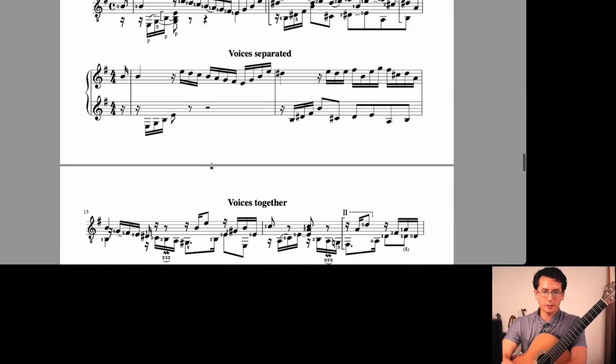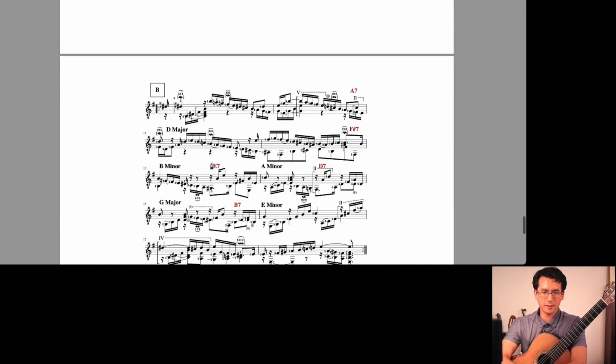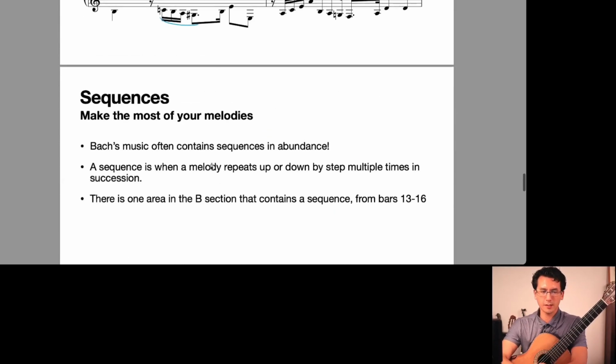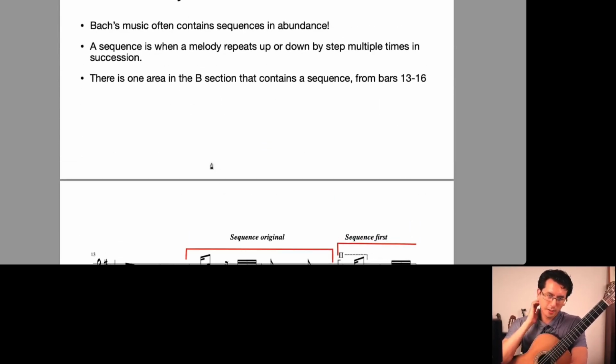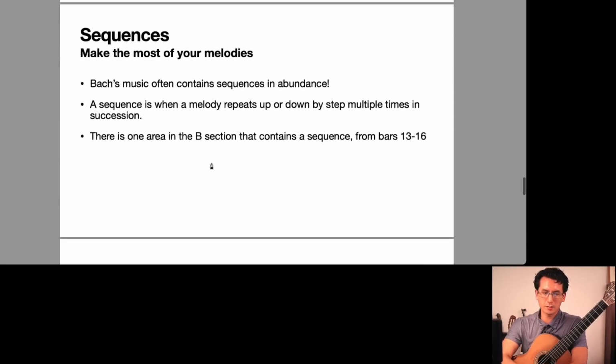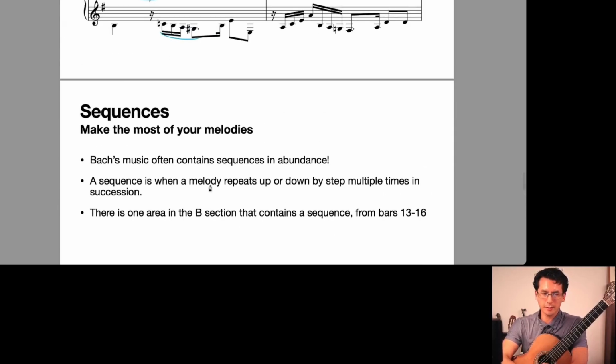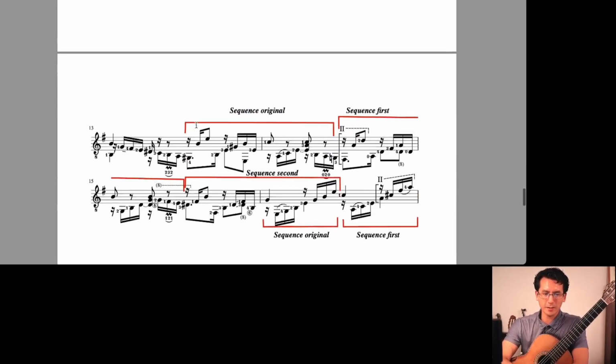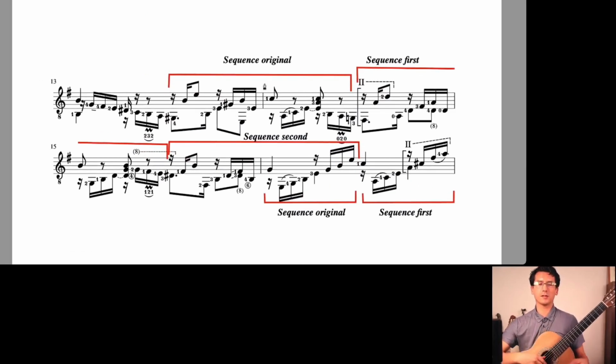So final thing, I think, is the last point. 2 points, yeah. Sequences. Okay, sequences. So Bach does use quite a bit of sequence in this Allemande. So in the B section, there's a nice sequence here.